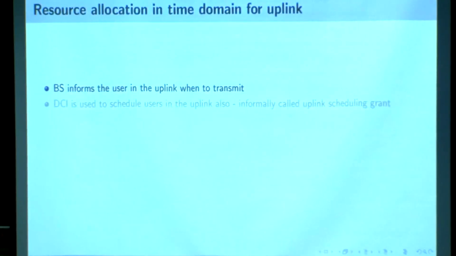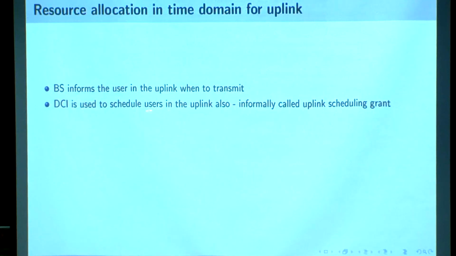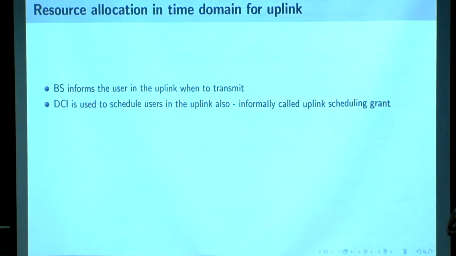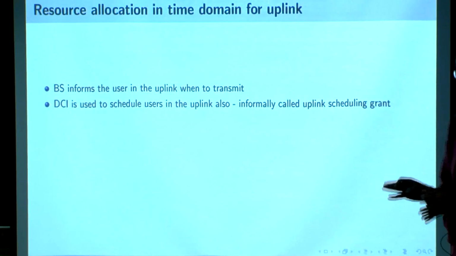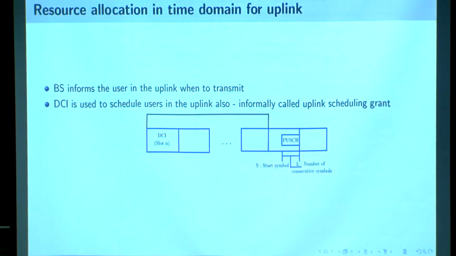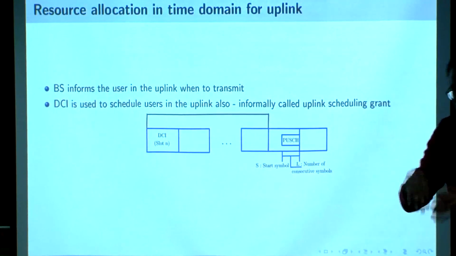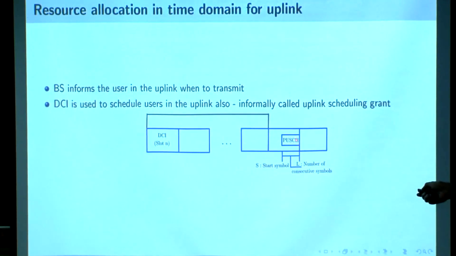Uplink scheduling uses the same DCI. DCI is used to schedule users in the uplink also. Informally, if you talk to a person who works on the standard day in and day out, he will say uplink scheduling grant, when DCI is used for scheduling uplink. Look at this, same idea. This is the offset, PDCCH, used to schedule uplink data. Uplink data is carried on PUSCH, not PDCCH. So it is used to schedule PUSCH.